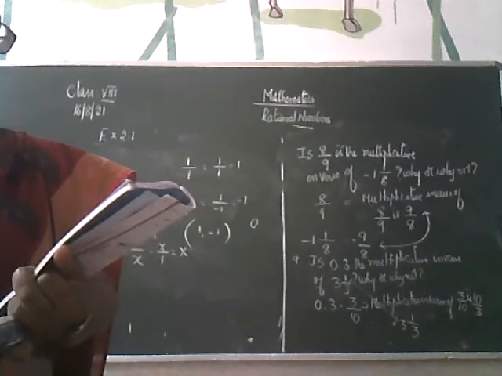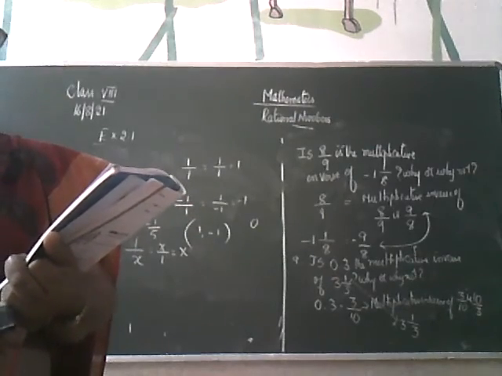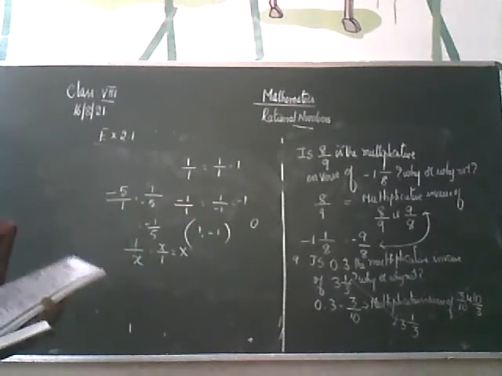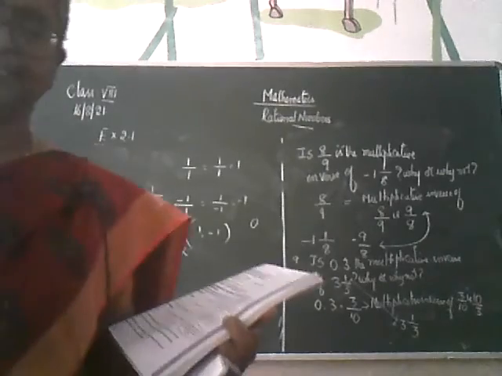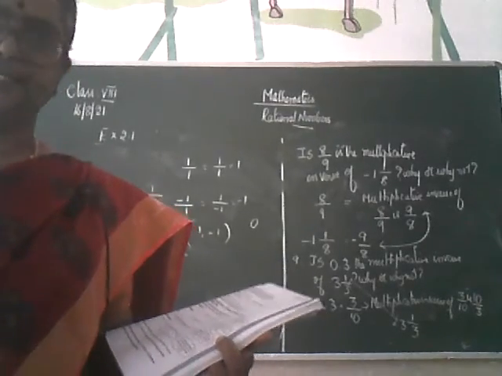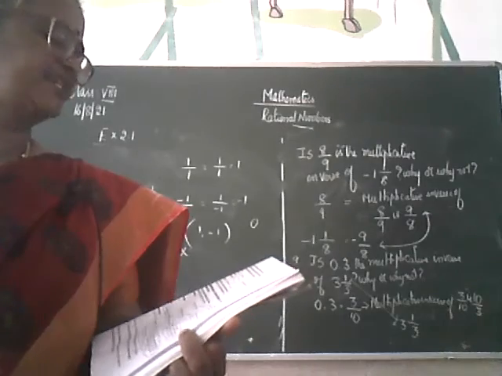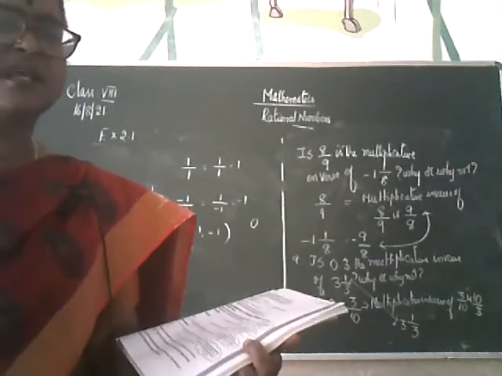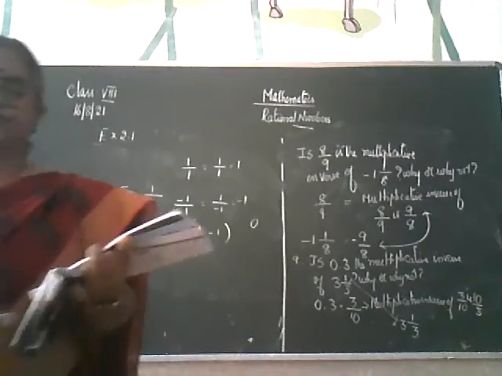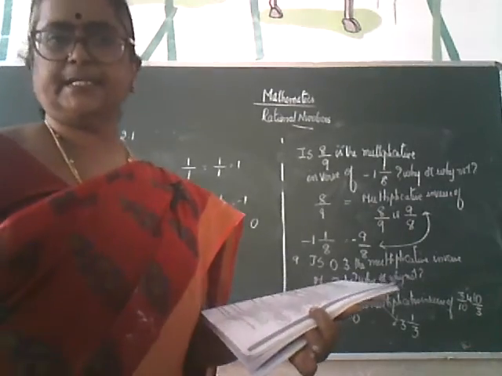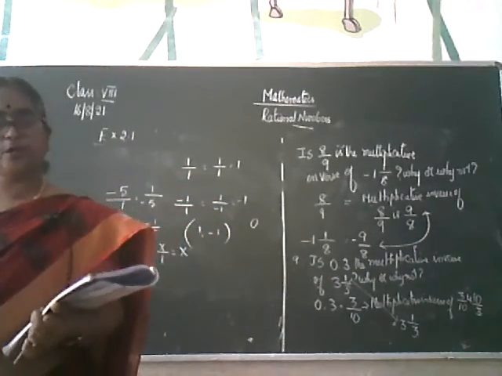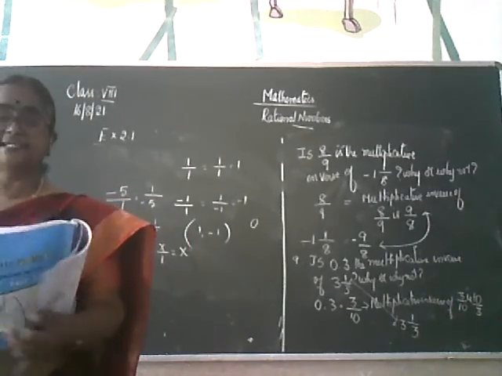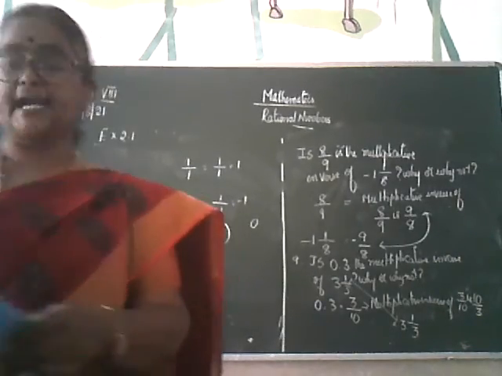Then, the product of two rational numbers is always a rational number. If you multiply any two rational numbers, the result is also a rational number. That is the closure property of rational numbers. The reciprocal of a positive rational number is positive. The reciprocal of a negative rational number is negative. Okay, because it is reciprocal, not additive inverse.